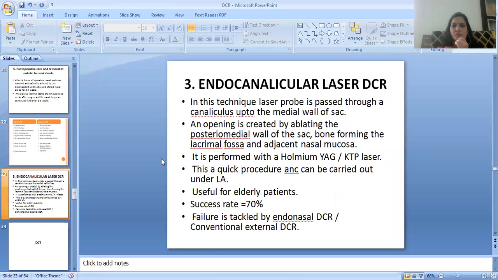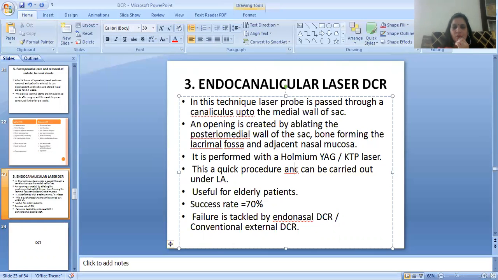The third surgery of DCR is the endocanalicular laser DCR. In this technique, laser probe is passed through a canaliculus up to the medial wall of sac. An opening is created by ablating the posteromedial wall of the sac, bone forming the lacrimal fossa and adjacent nasal mucosa. It is performed with the holmium YAG or KTP laser. This is a quick procedure and can be carried out under local anesthesia, useful for elderly patients, and success rate is about 70%. Failure is tackled by endonasal DCR or conventional external DCR.